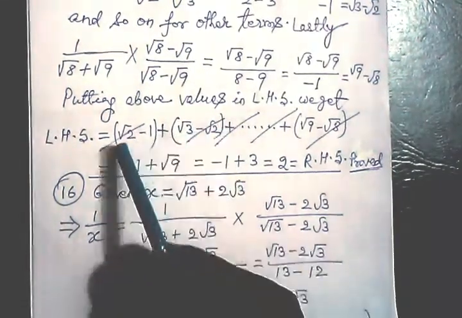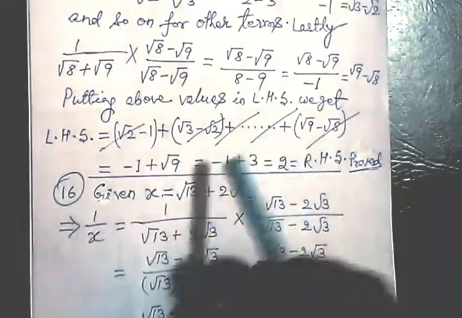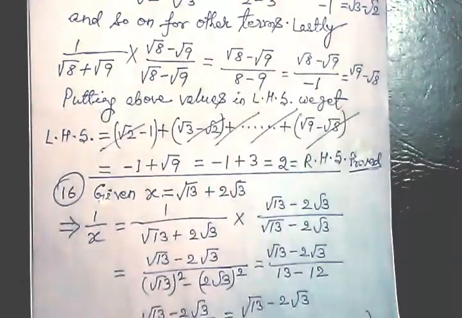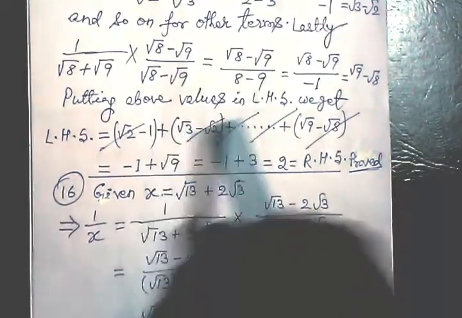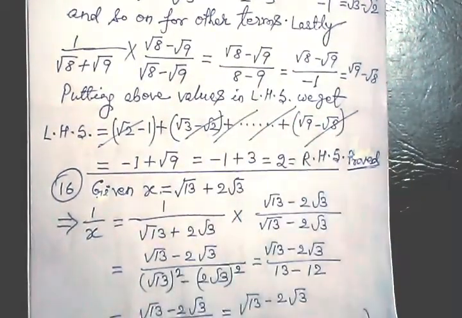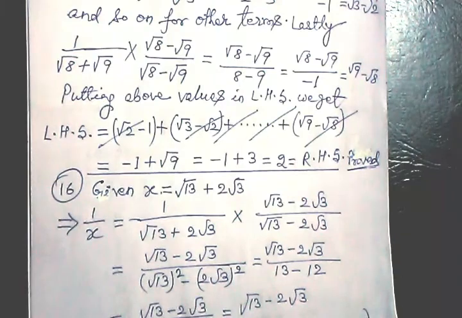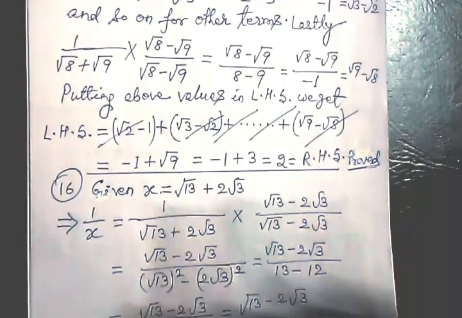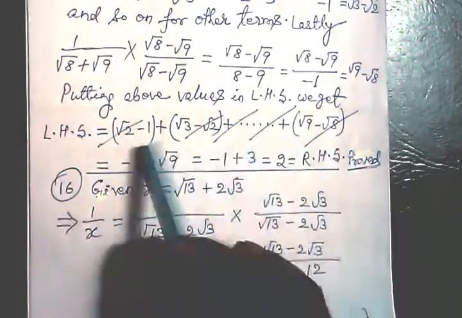So minus root 2 plus root 2 cancelled. Then you see again in the next bracket you will get plus root 3, and in the next bracket you will get minus root 3. Similarly, when you write all other terms also. But I have not written, I have shown only 3 terms.